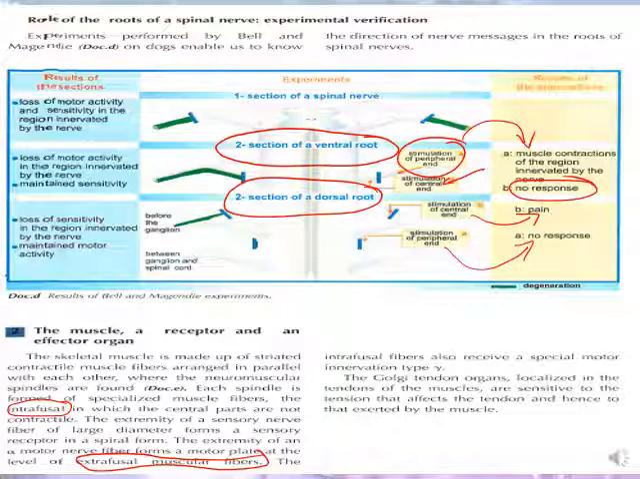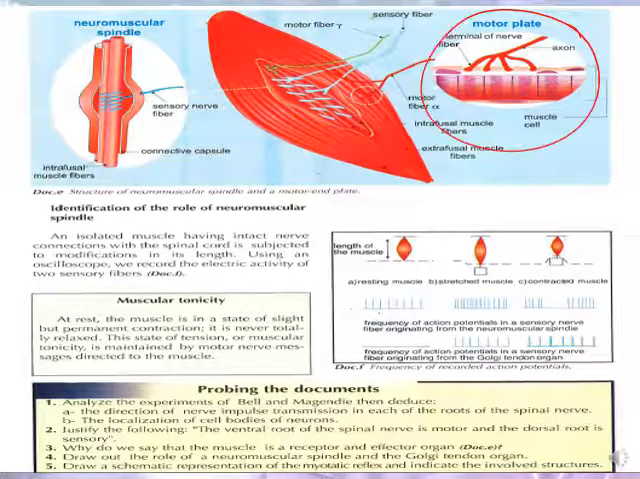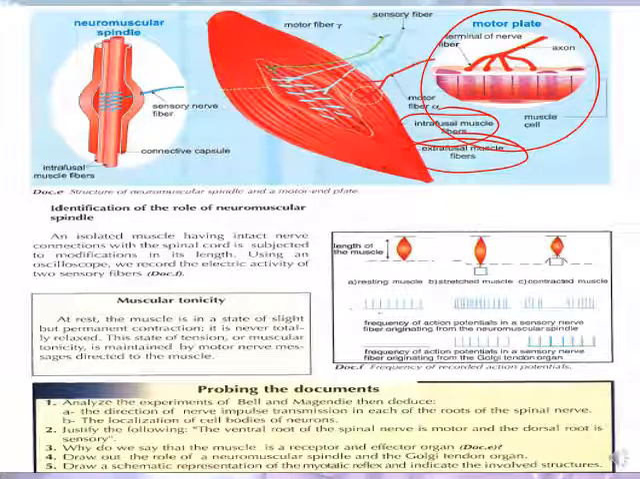So the Golgi tendon organs, localized in the tendons of the muscles, are sensitive to the tension that affects the tendon and hence to that exerted by the muscle. Here we have the structure of the neuromuscular spindle and the motor end plate. This is the motor end plate shown here with the help of the intrafusal muscle fibers and the extrafusal. Identification of the role of the neuromuscular spindle.